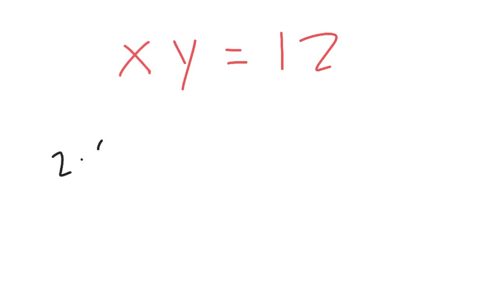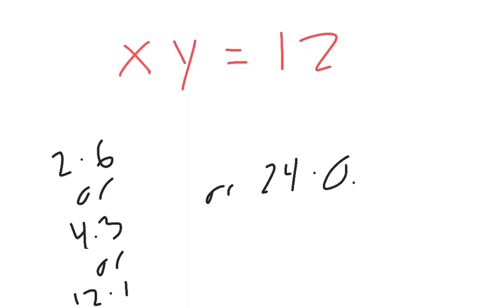2 and 6. Or 4 and 3. Or 12 and 1. Or 24 and a half. Or -6 and -2. Or -4 and -3. So my question is, if I give you this information only, do you know what X and Y are? No. It can be this, or this, or this, or this, or this.